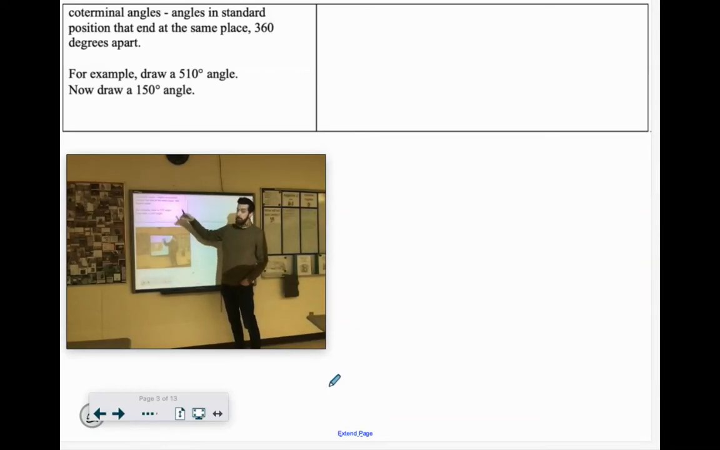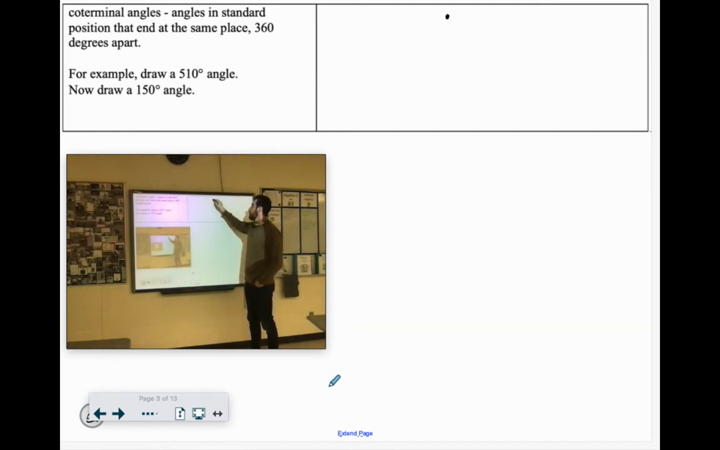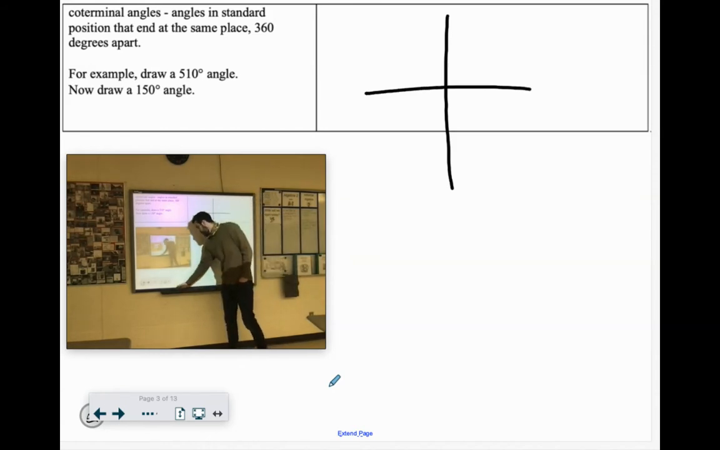Now, coterminal angles are angles in standard position that end at the same place 360 degrees apart. So we're going to draw a 510 degree angle.